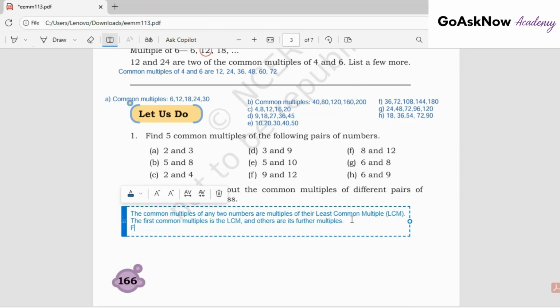Next, for example, common multiples of 3 and 6 are 6, 12, 18, which are multiples of the LCM, which is equal to 6.